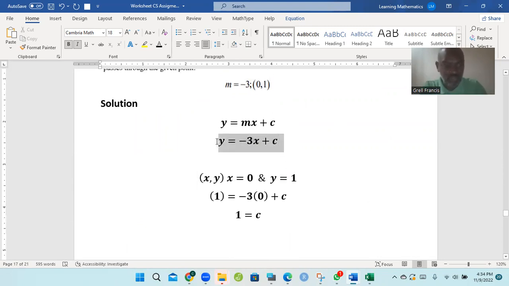So that's another way to have concluded, even without any arithmetic, any algebra, you could conclude that c is equal to 1, and then you have your equation, y is equal to -3x plus 1.